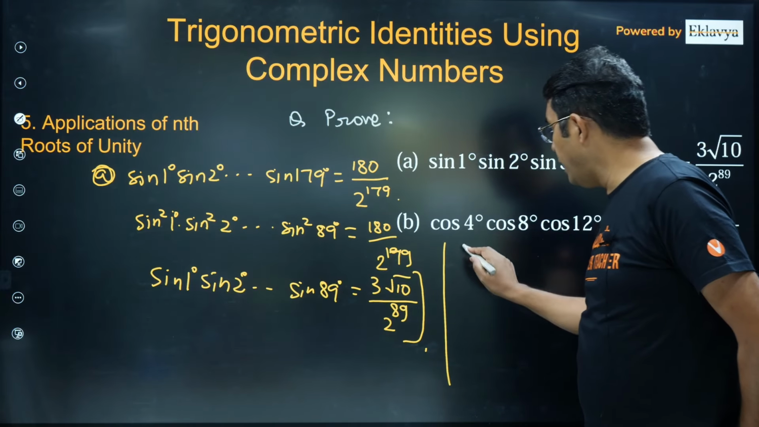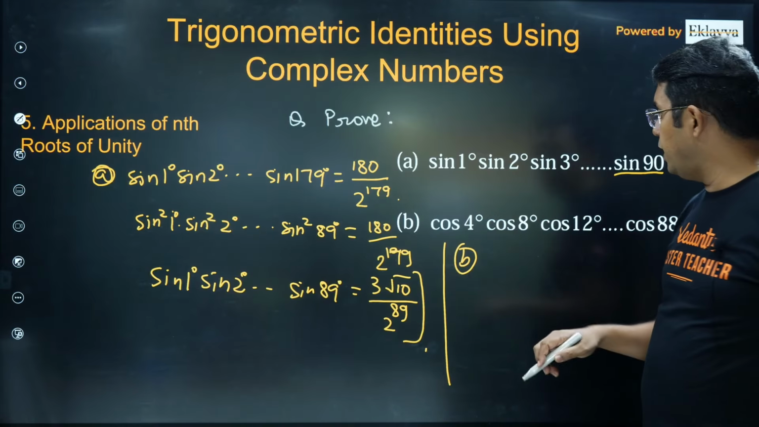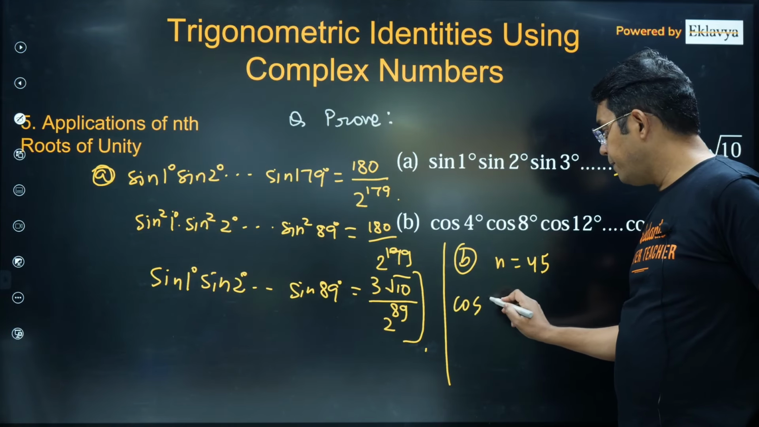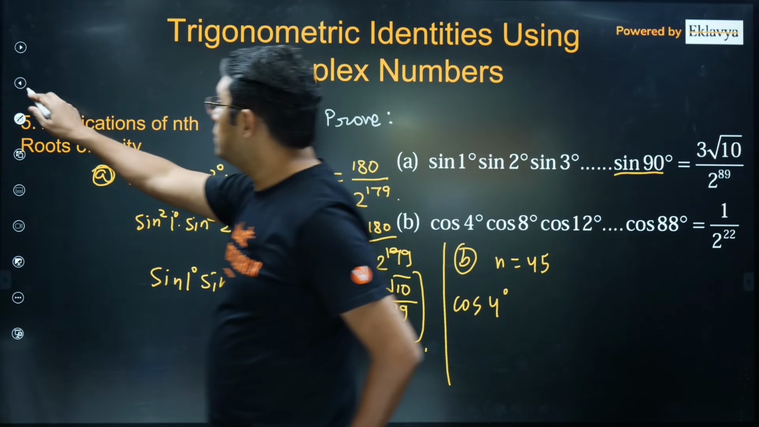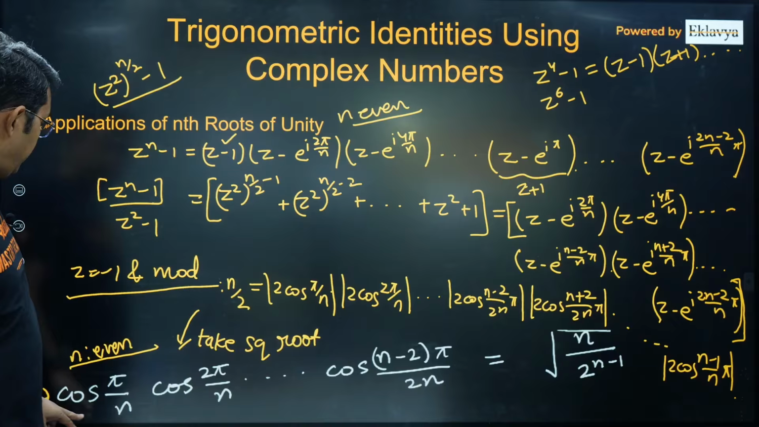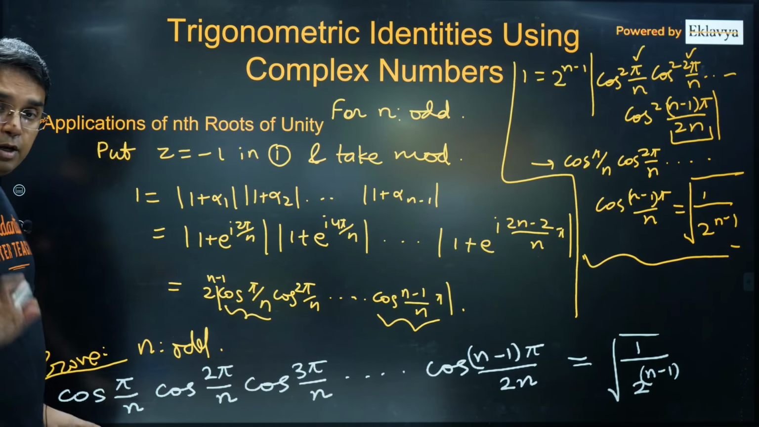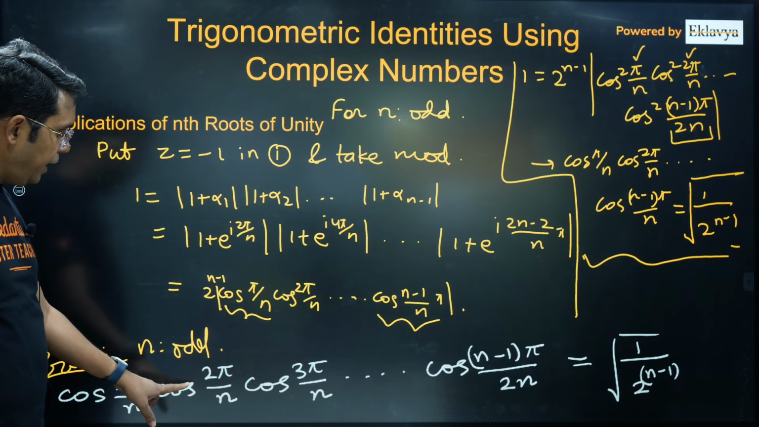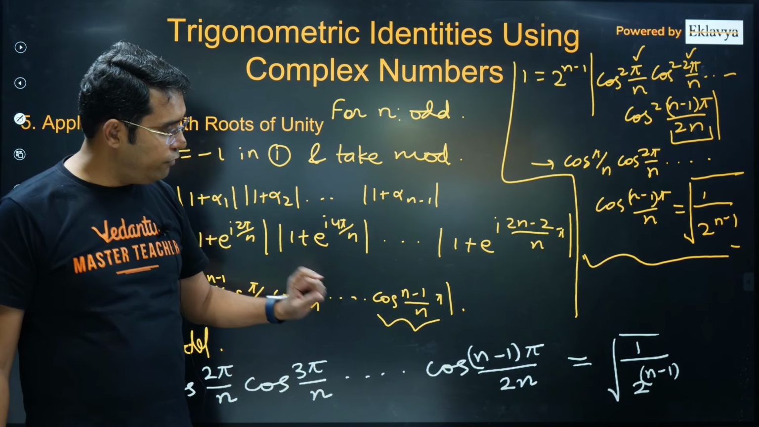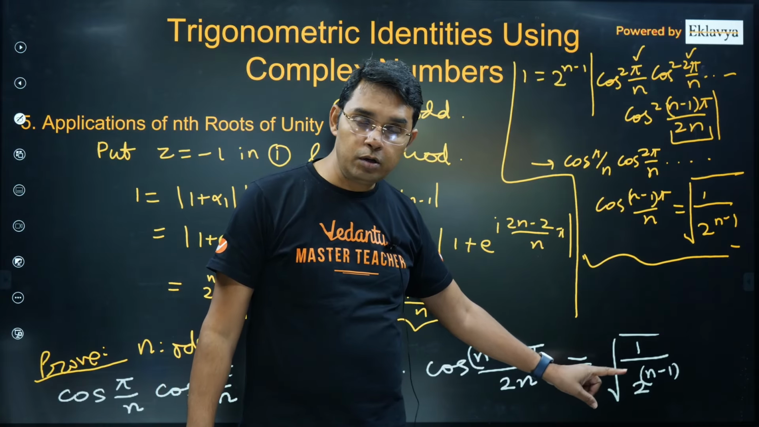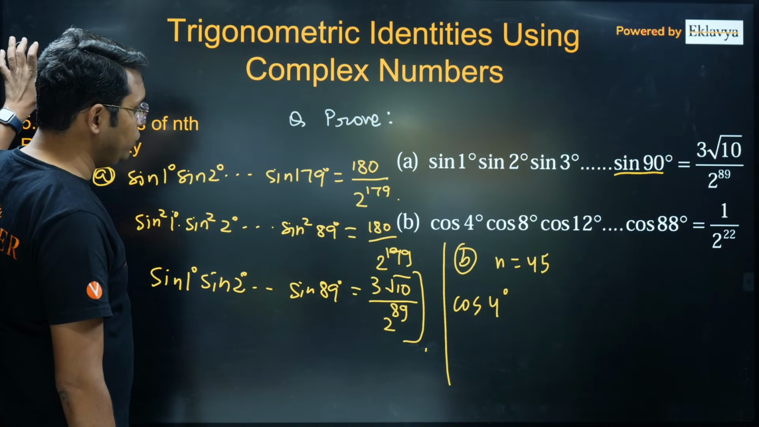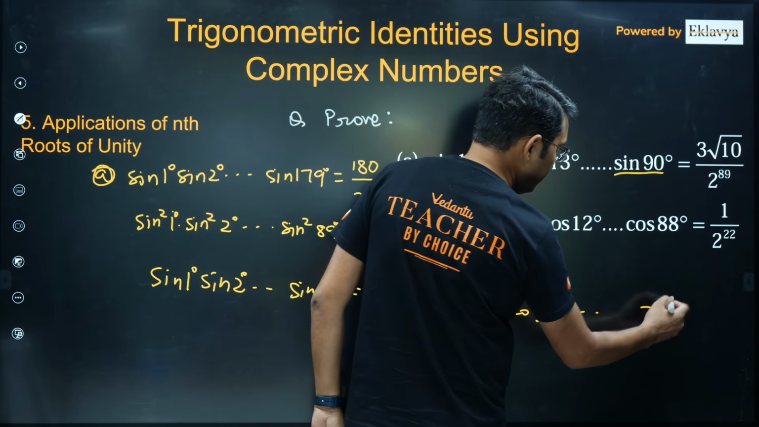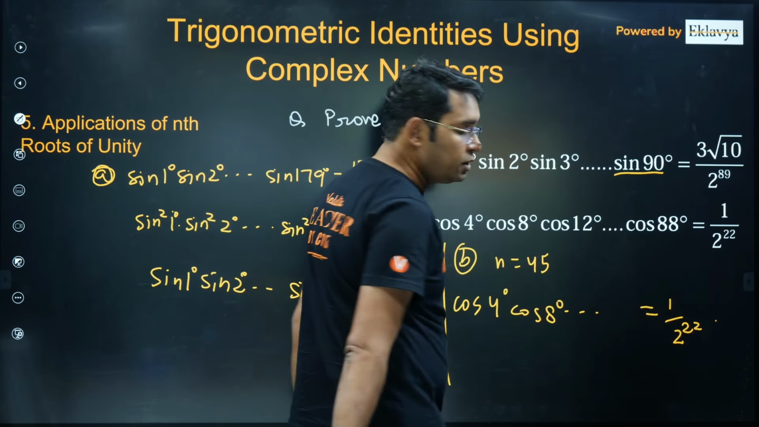Similarly for the B part, I think this is just that cos formula where n is taken as 45. Then this will be cos 4 degree, because cos, if you remember it, pi by n, for n odd actually we have to take, because 45 I am going to choose, so pi upon 45 means 4 degree, then 8 degree, then 12 degree, and so on. If we take n as 45, it will be 1 upon 2 power 44, taking the square root will give you 1 upon 2 power 22. So cos 4 degree, cos 8 degree, and so on will be equal to 1 upon 2 power 22. So this is how this is done directly.